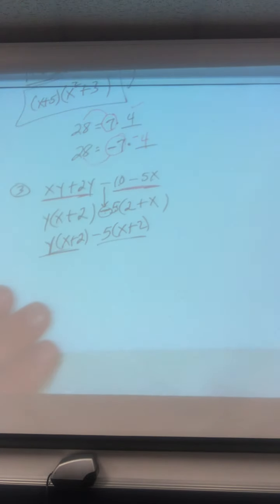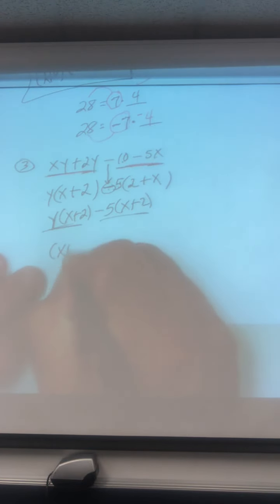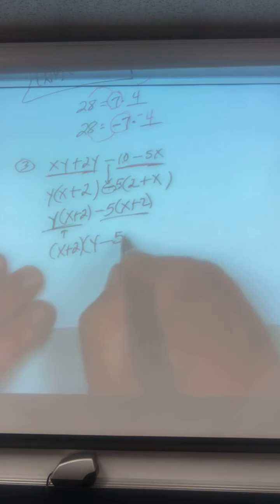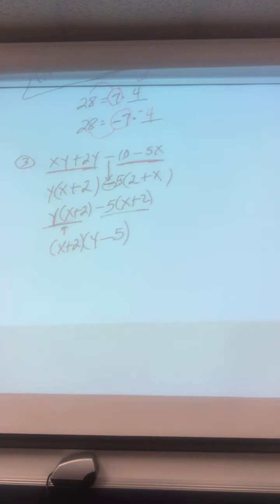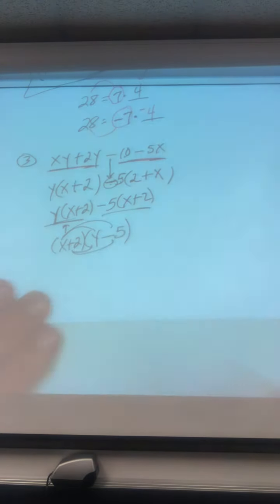But do we have a common binomial? Yes. So take out the x plus 2. Now divide x plus 2 into this first term, and when I do, I'm left with y. And divide x plus 2 into that second term, I'm left with 5. Is there a way I could check this? Absolutely. If you just FOIL this out, it'll take you right back to where you started.